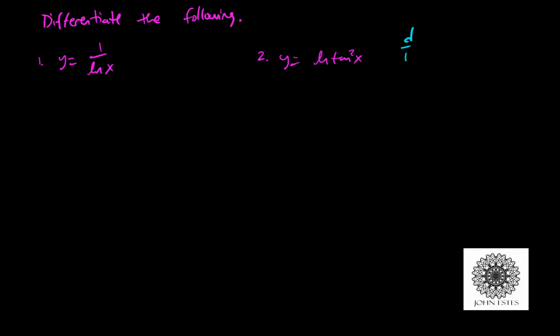And just to remember, the derivative of, let's say, ln u is 1 over u times the derivative of that, which would be du dx. Okay? And in this first one, we have to recognize that 1 over ln x is the same as ln x to the negative 1 power.